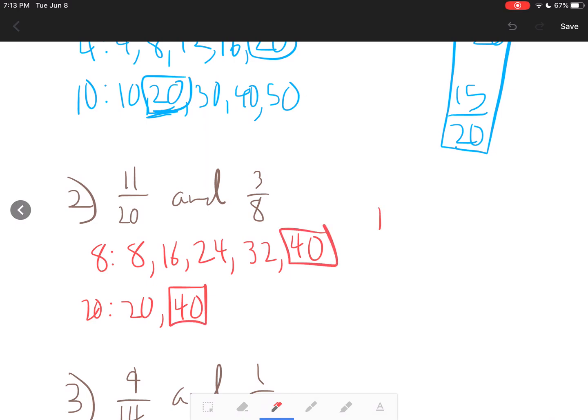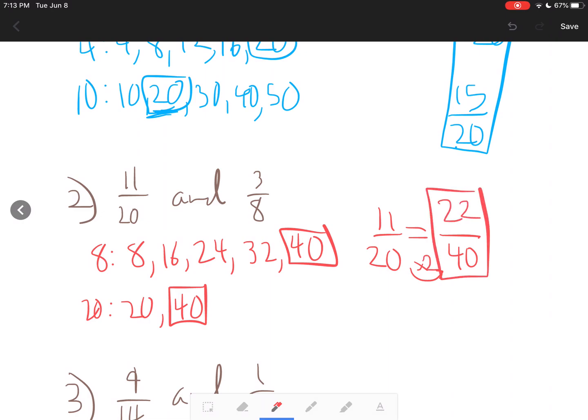And again, I'll go 11 over 20, set that equal to something over 40, and ask, what do I need to multiply by? That'd be 2. So I'll multiply my 11 by 2, and I get 22 over 40. Take my 3 over 8. Think, what do I need to multiply 8 by to get to 40? That is 5. So 3 times 5 will give me 15. And now I have my equivalent fractions.